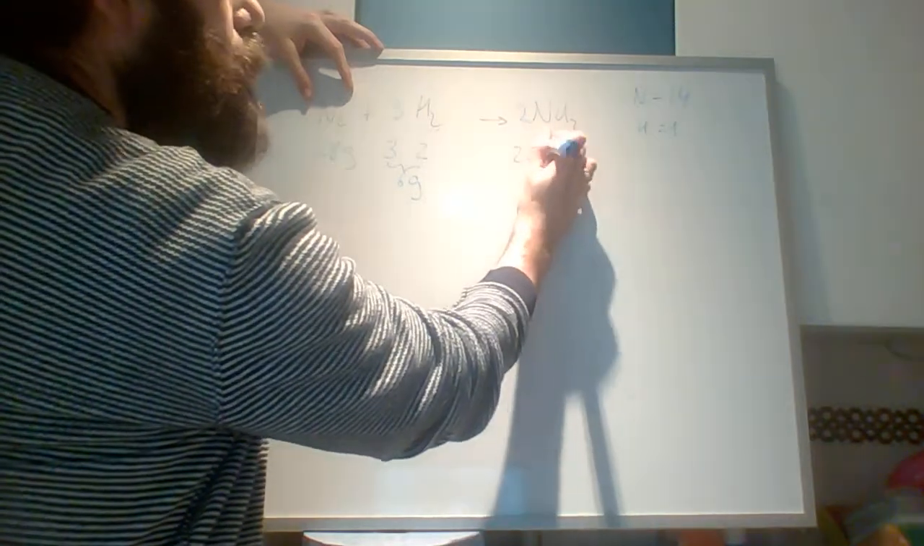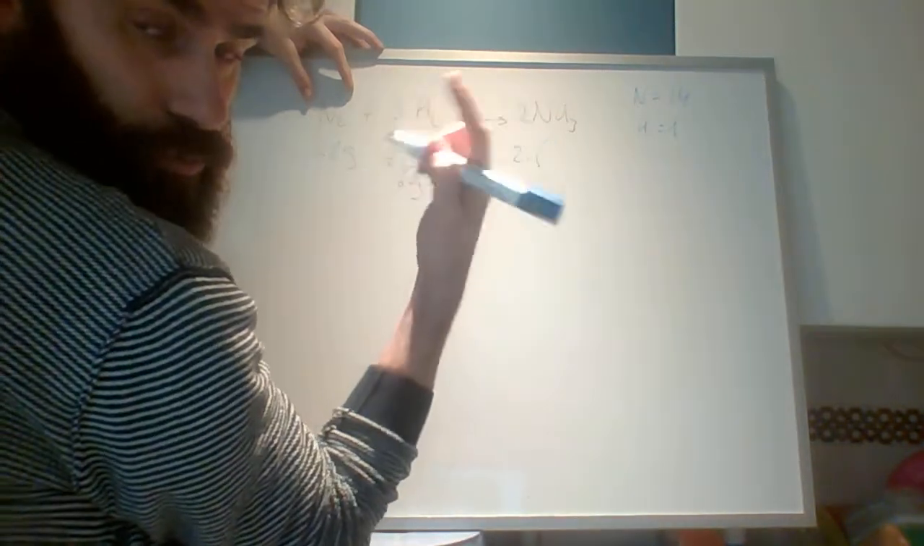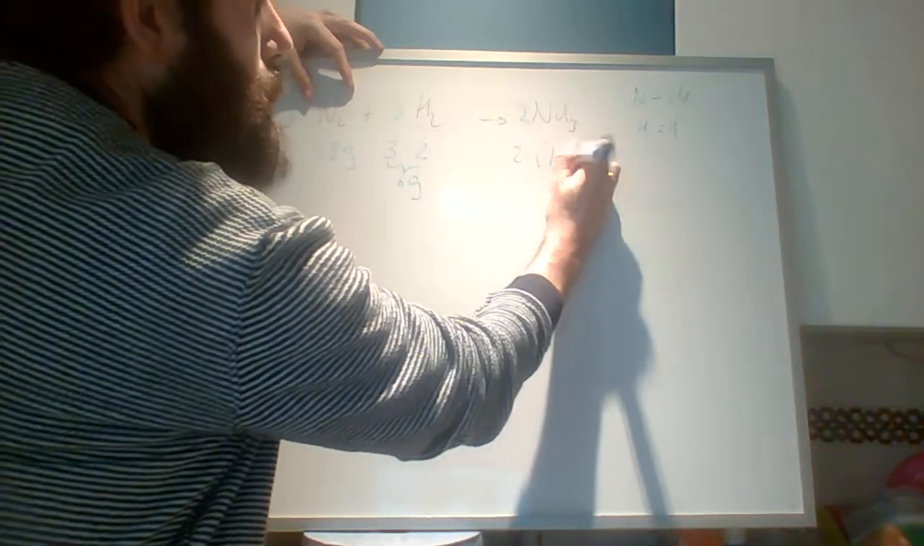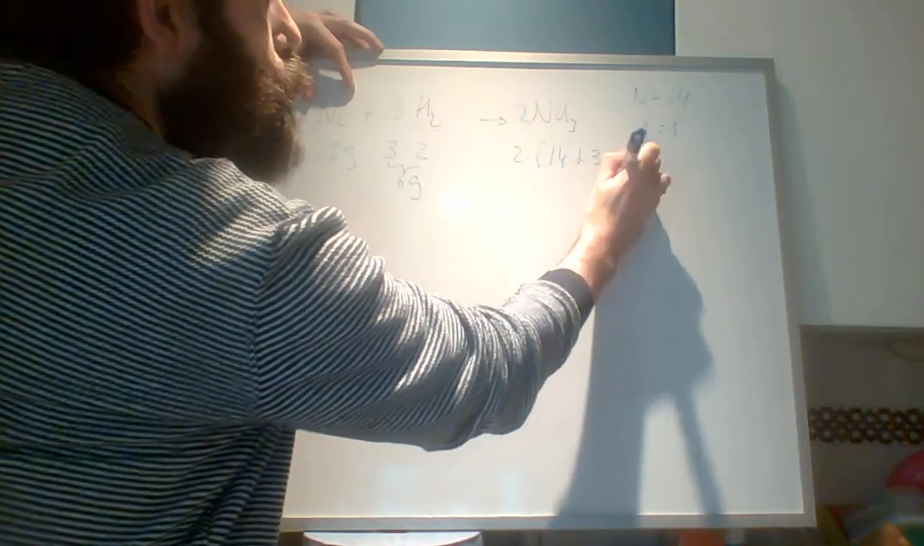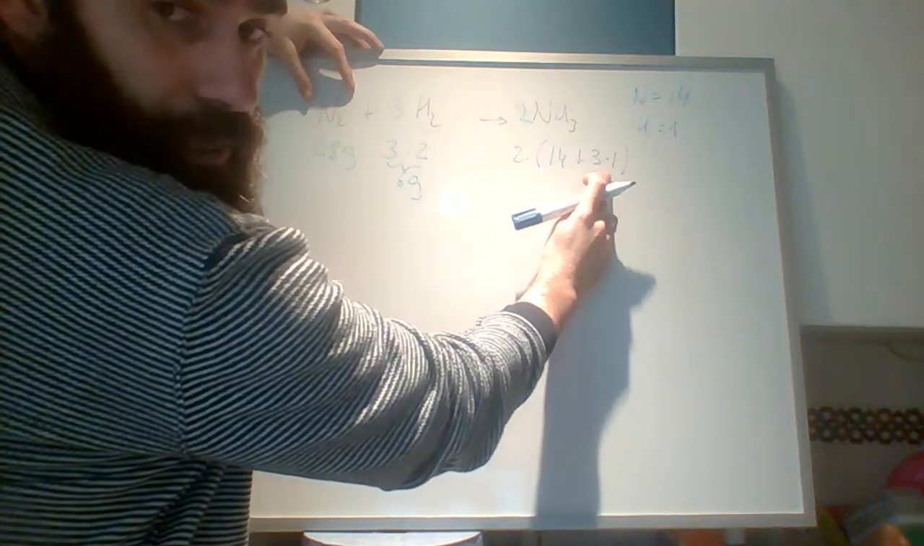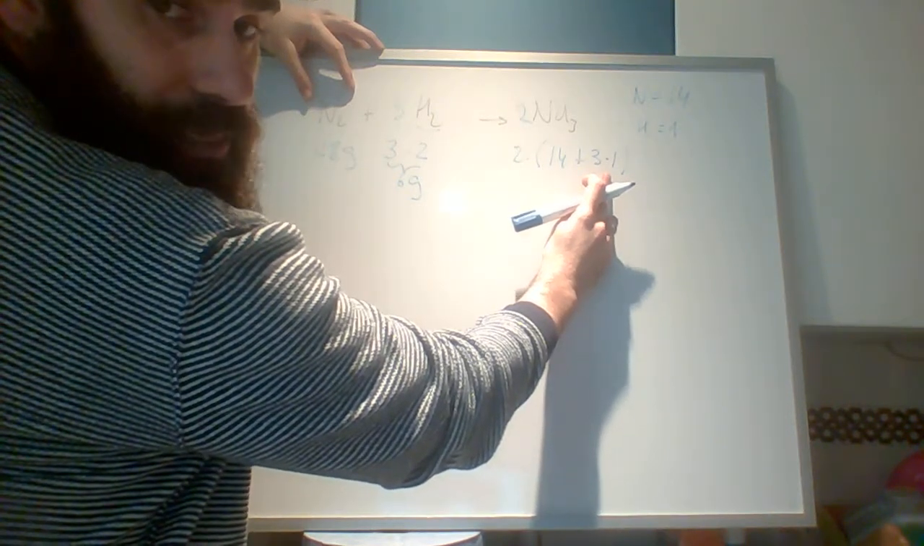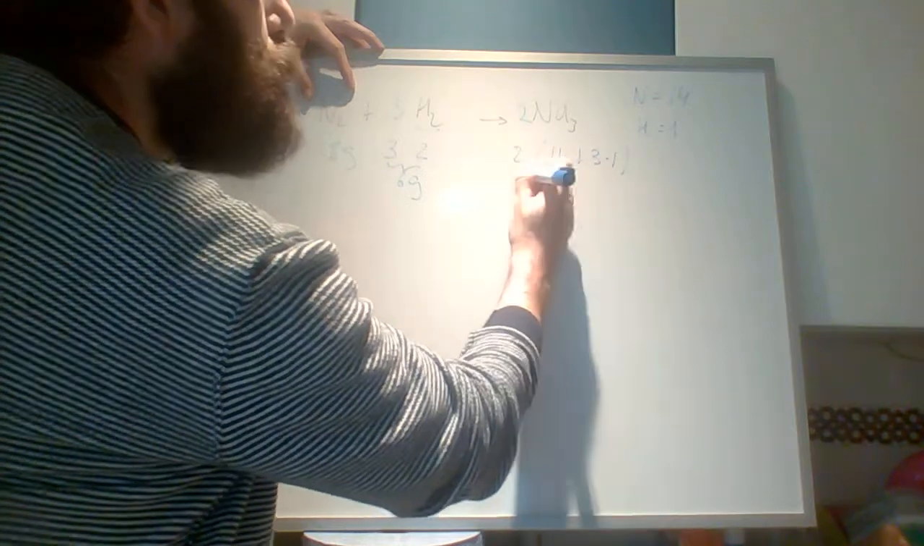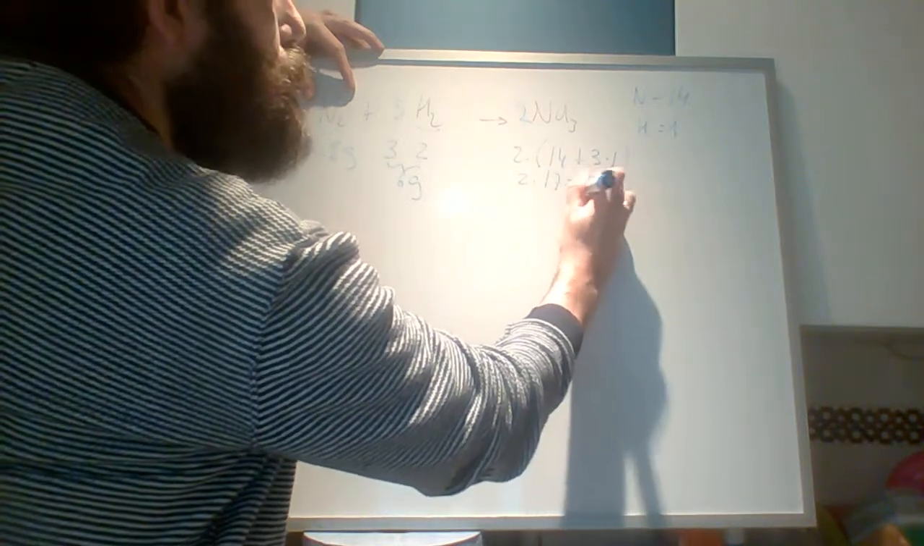2 times what comes out of doing this, pay attention, you already did it, some did it wrong in the table of moles: 14 plus 3 times 1. 3 times 1, 3. Remember the order. The order of operations: firstly, multiplication, then addition. 3 times 1, 3, 3 plus 14, 17. 2 times 17 equals 34 grams.